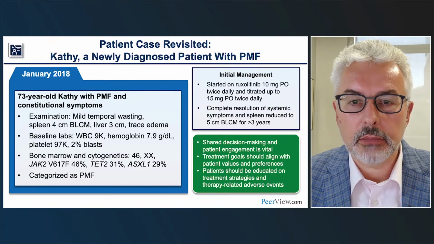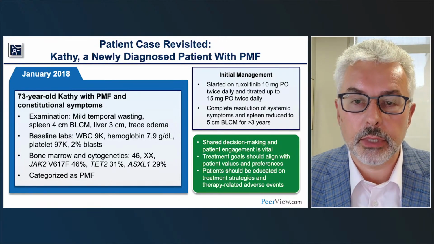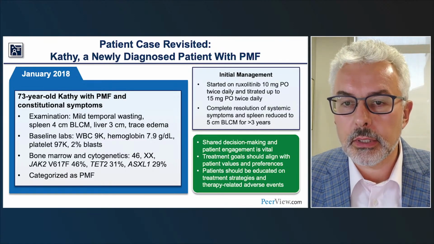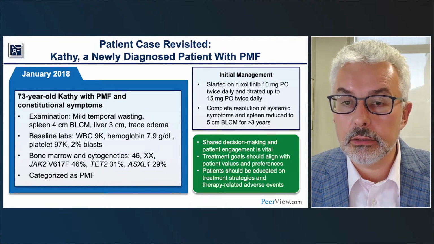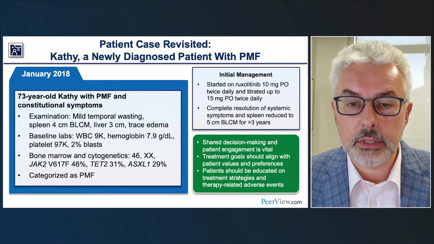Platelets were 97, hemoglobin was 7.9, so not an easy patient to treat because of the underlying low blood cell counts. The patient did actually very well, and the dose of ruxolitinib was increased to 50 milligrams twice daily, and that led to quite significant improvements in the symptoms, and the spleen was reduced quite significantly for a long period of time.